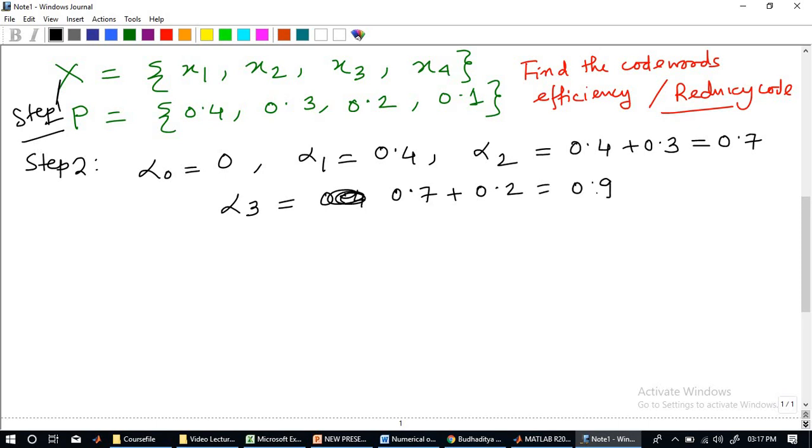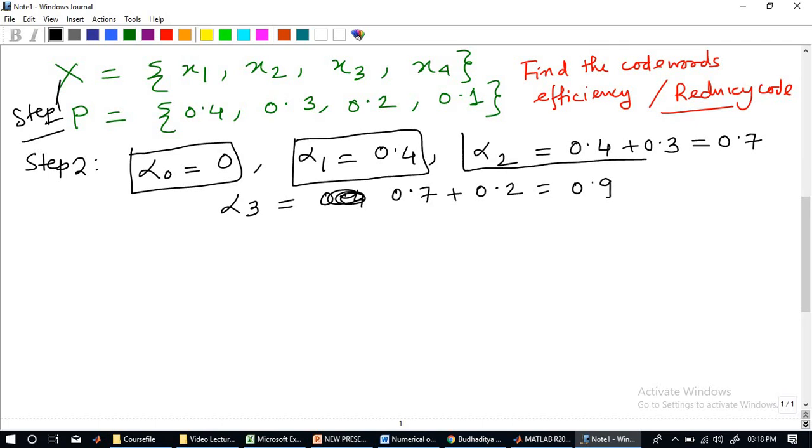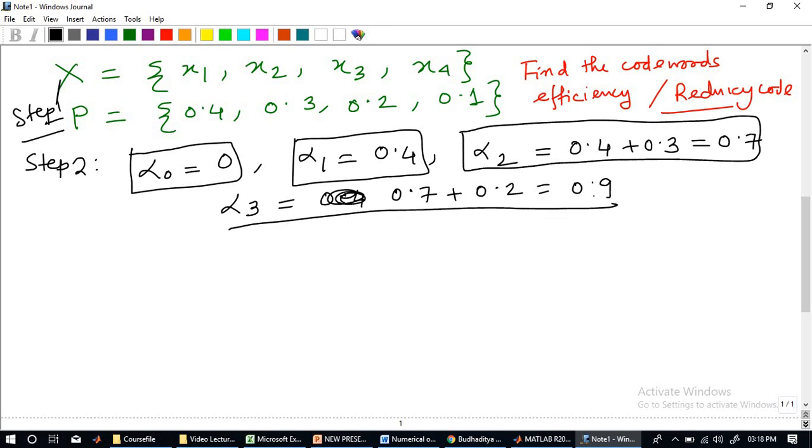We will not take the last sample. Please remember this. We are not adding 0.9 plus 0.1. We are not doing that for the last sample, because we have already taken one sample here. We have a reason for it. So just focus on this: we will box alpha 0 equal to 0, alpha 1 equal to 0.4, just for our own convenience, and alpha 3 equals 0.9.